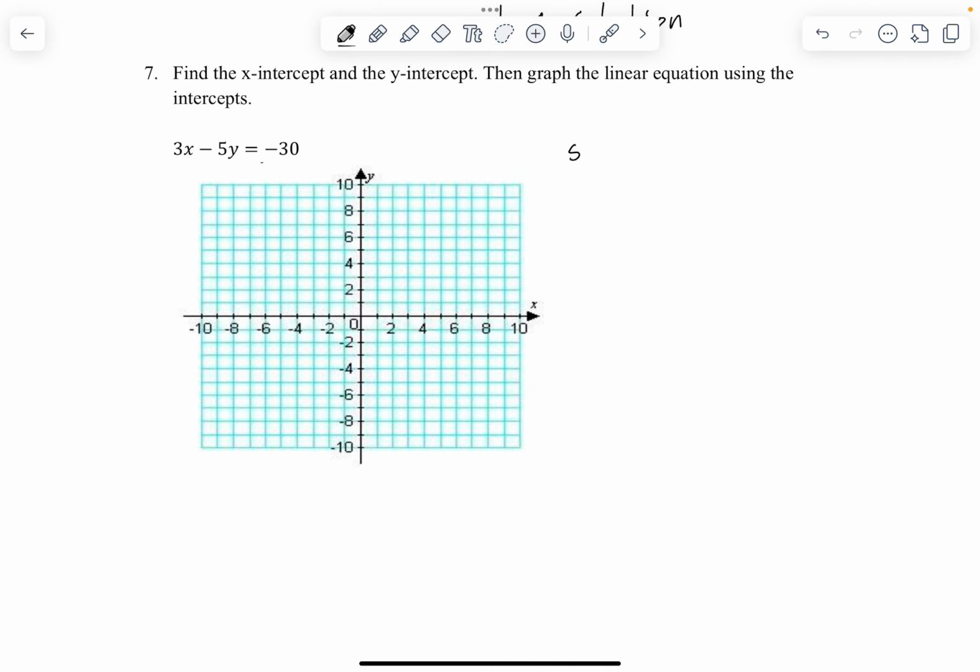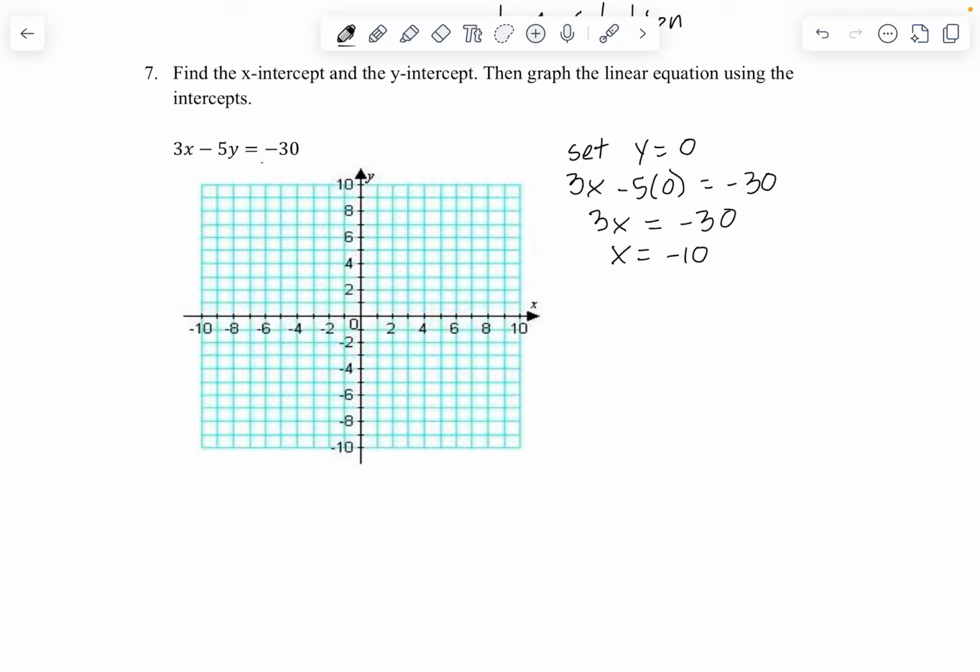We'll just set y equal to 0. That gives me 3x minus 5 times 0 equals negative 30. 5 times 0 is just 0, so this becomes 3x equals negative 30. And then divide both sides by 3, so I get x equals negative 10, or as an ordered pair, that would be negative 10, comma 0. And that would be this point right there.